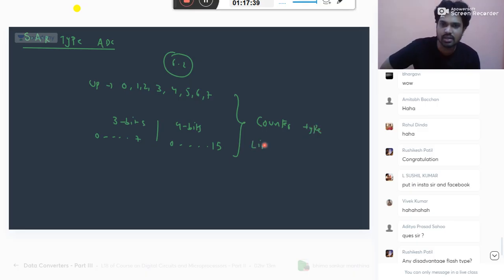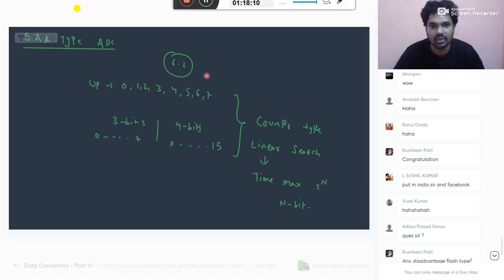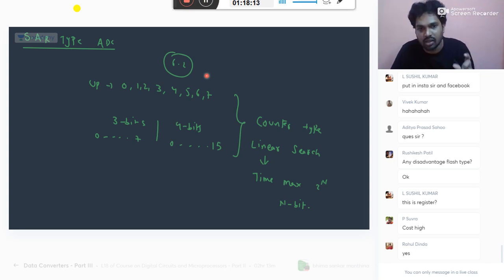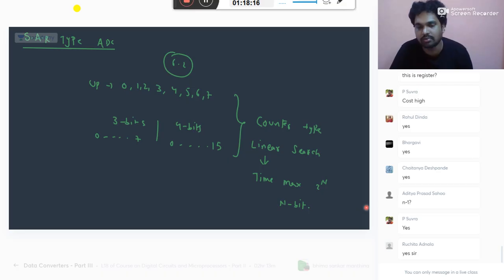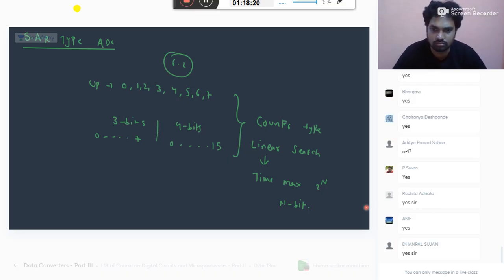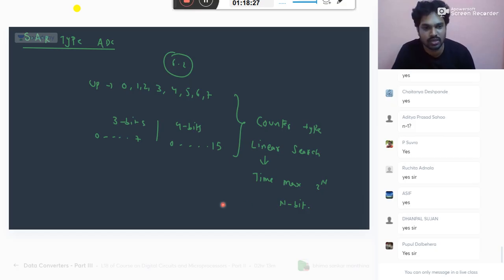This is a linear search operation. That is, you are searching for this value from starting to ending, one by one, one by one. This is what we call linear search. Okay, here what is the time required? Maximum 2 power n, where n is the number of bits. If you have n bits, 0 to 7, this part is clear or not? Please tell me. We are not talking about SAR right now, only about this first. It's like your data structure class. There also you study similar things.